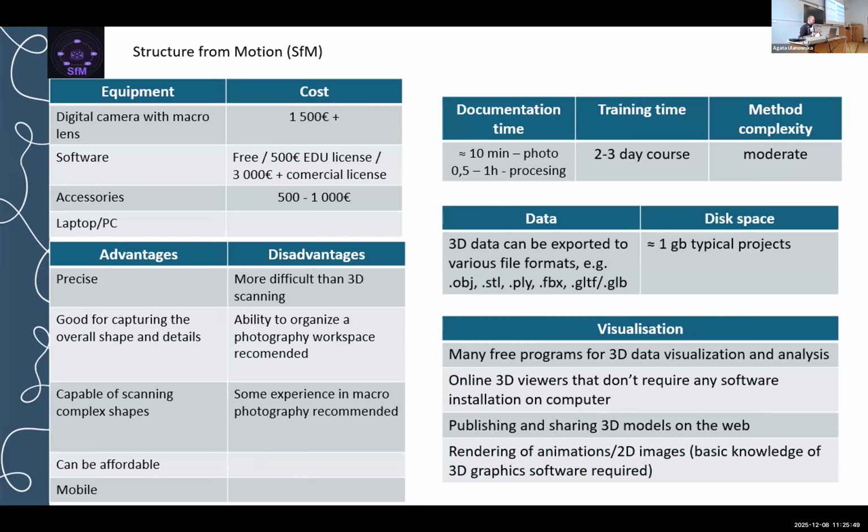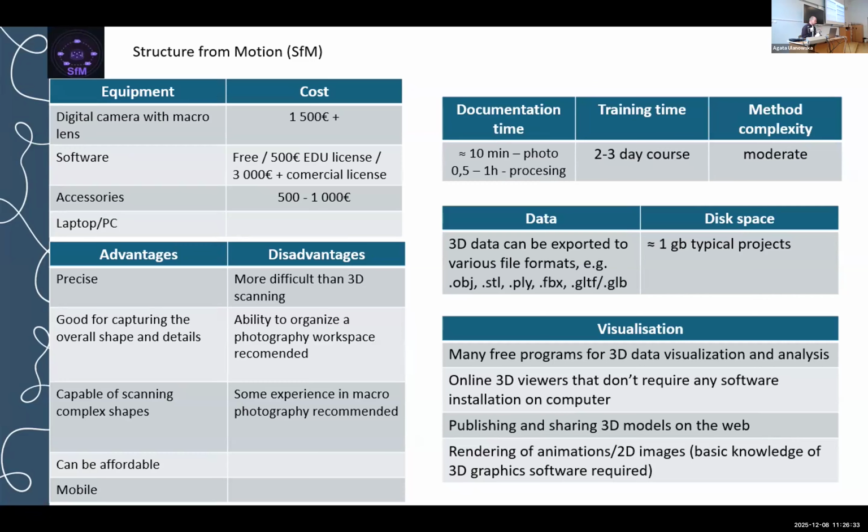Software. There are many photogrammetrical software. There are free options, which might be good, but sometimes working with free software is not user friendly. But of course, you can use this type of software, and you can also use commercial software. We are using software that costs around 500 euros for an educational license, and if you want to buy a commercial license, you will have to spend around 3,000 euros for this type of software.